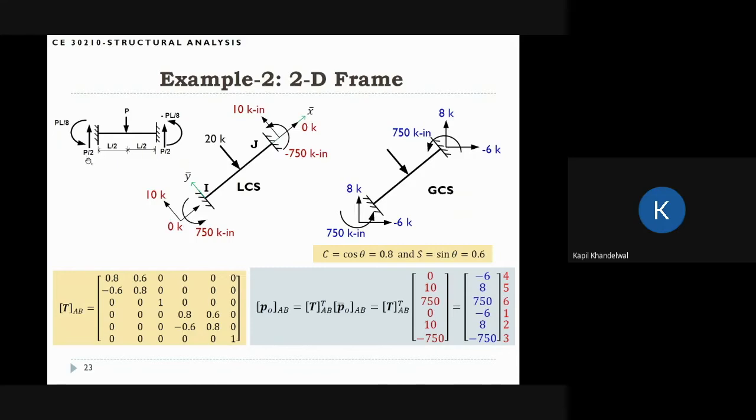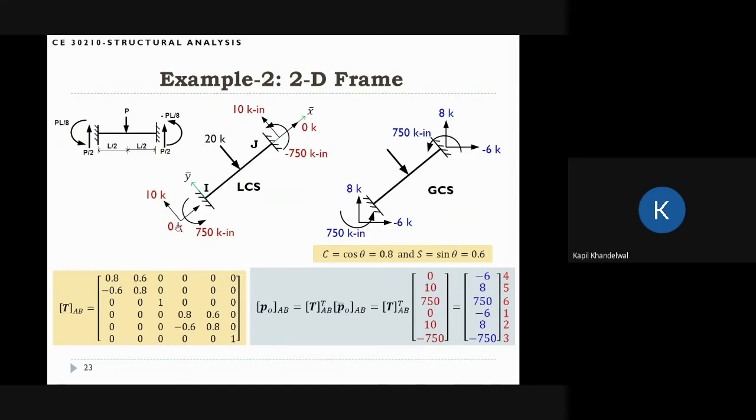we are using this case here. I already gave you this case here. So there's only shear and moment at both ends. And you can see that in the local coordinate system, we can just directly use these numbers here. In the local coordinate system, this is the I node, this is the J node.